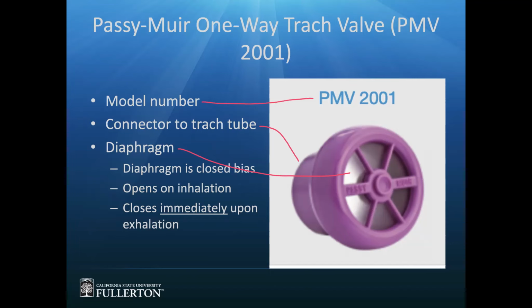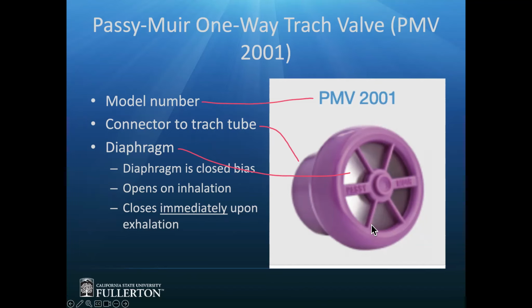So the different parts of it are the connector, and then this thing, which you can sort of see, but in the videos you'll see that really well. This is a very flexible diaphragm that opens during inhalation, in which case the air goes this way in, and it closes immediately upon exhalation, or even as soon as you stop inhaling, it closes, which is why it's called a closed biased valve. And the videos will explain that better.